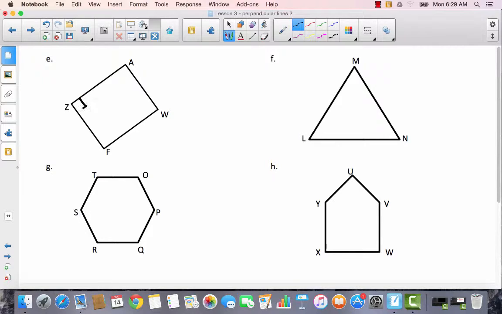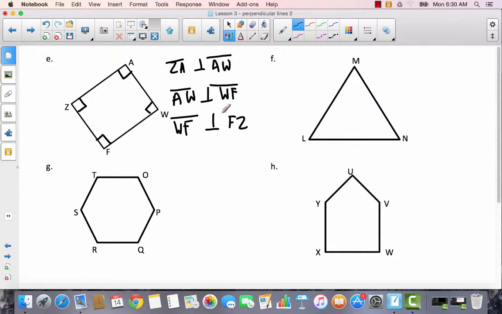All right, so I see a right angle here, a right angle here, here, and here. So I'm going to say line segment ZA is perpendicular to line segment AW. Now remember, it'd be okay if you said line segment AZ is perpendicular to line segment WA. It doesn't matter what order you put these letters in, okay? Okay, so that takes care of this line segment. Now I'm going to say line segment AW is perpendicular to line segment WF. Line segment WF is perpendicular to line segment FZ. And line segment FZ is perpendicular to line segment ZA. So that should have got all of them.